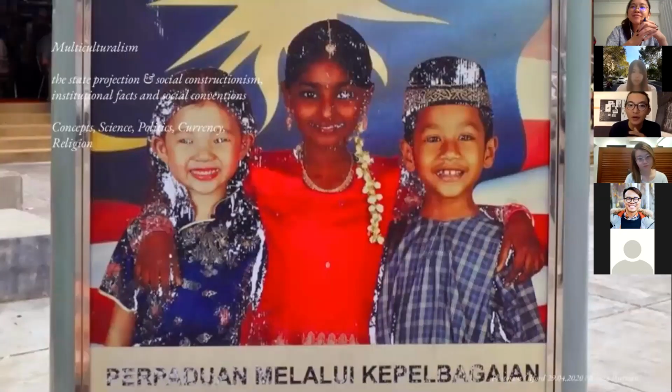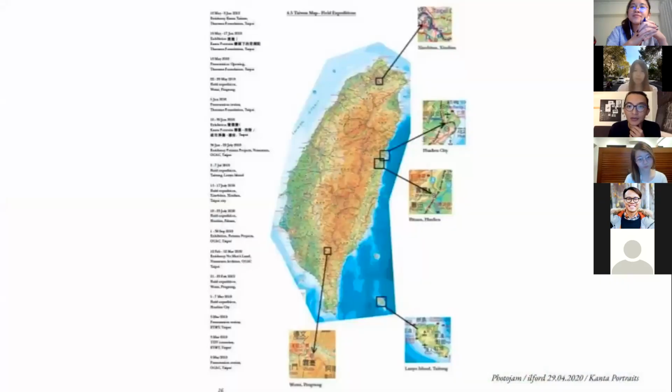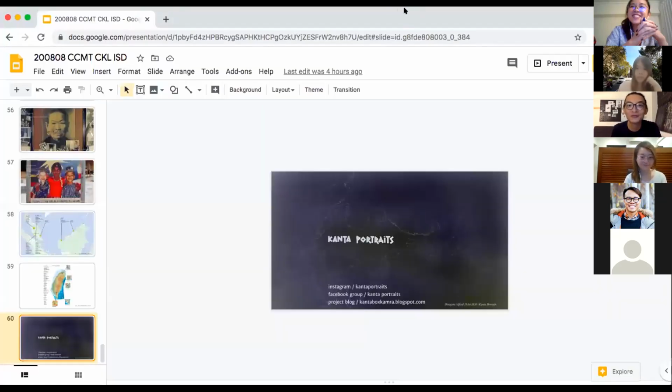But in a way, it was actually understanding my roots, where I come from, and trying to address and deconstruct what the nation state is trying to build, this idea of identity. So I'm starting to question that. These are the areas I've been to in KL, in Malaysia, and also in Taiwan. And if you need information about that project, you can find it here. So that's what I'm currently doing and what I did before. Thank you.